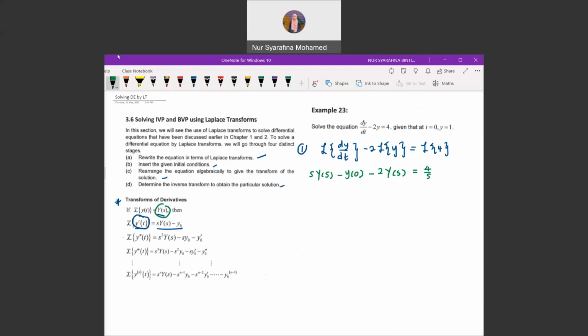Okay, then we insert the given initial condition where when t equals to 0, y equals to 1, means that y0 equals to 1. So here just substitute with 1.